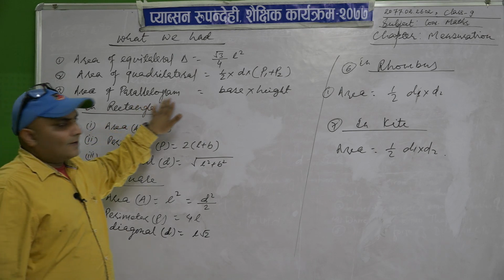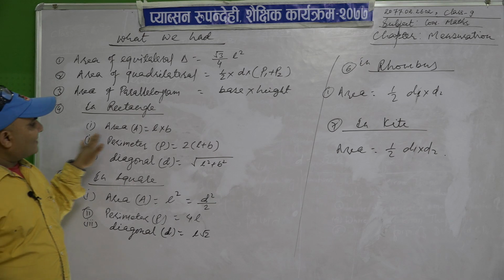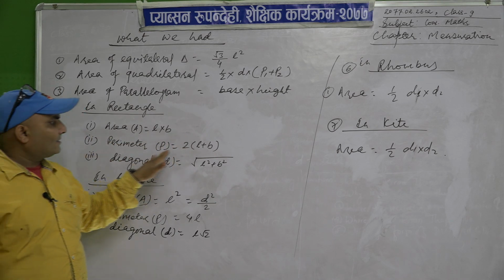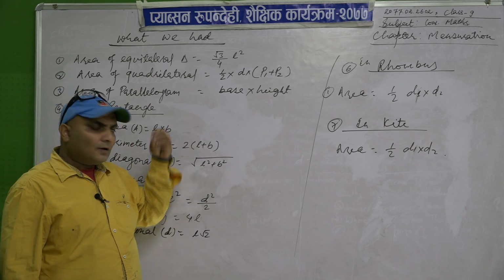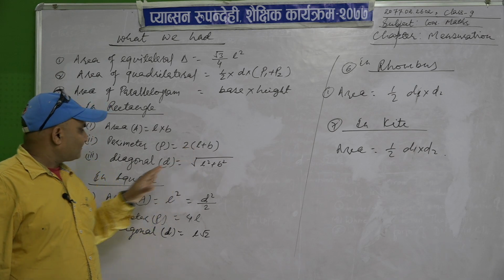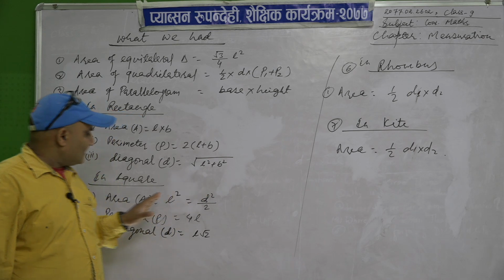Area of parallelogram is base into height. In rectangle, the area of rectangle is L into B, length into breadth. Perimeter of rectangle is 2 into L plus B. We have already derived this formula in the last class. The diagonal of rectangle is under root L square plus B square.